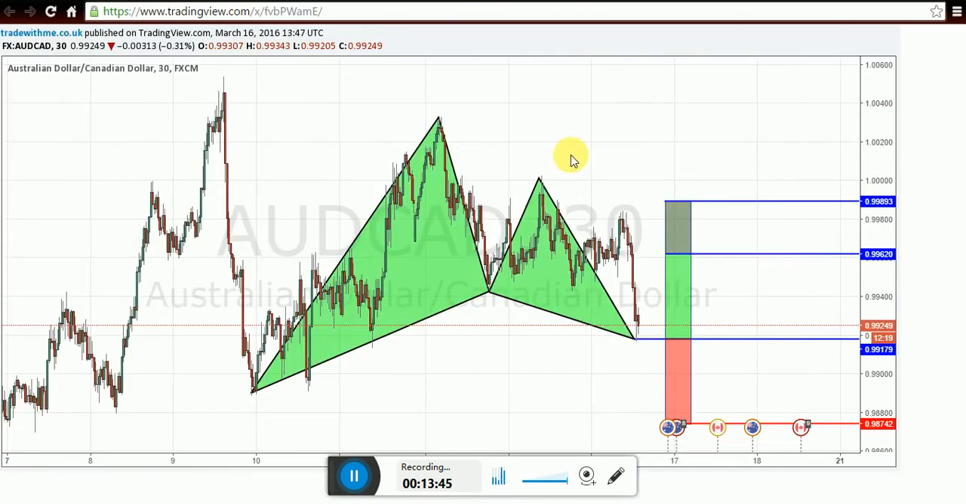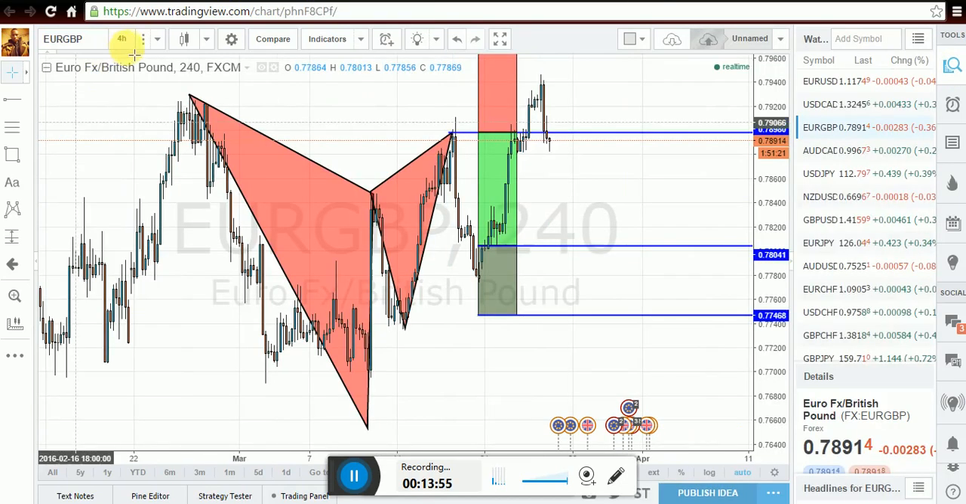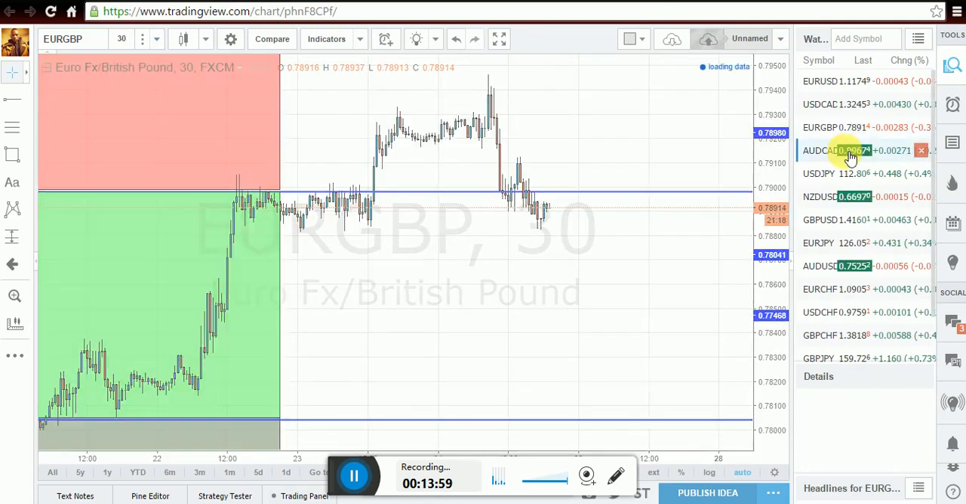I think the next trade was the Aussie dollar against the Canadian dollar, a bullish Gartley on a 30-minute chart. So let me bring up the 30-minute Aussie dollar.